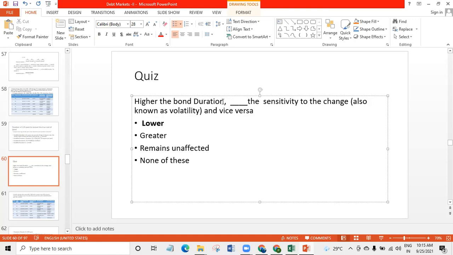The answer is: the higher the bond duration, the lower the sensitivity to the change in bond prices, that is, volatility, and vice versa.